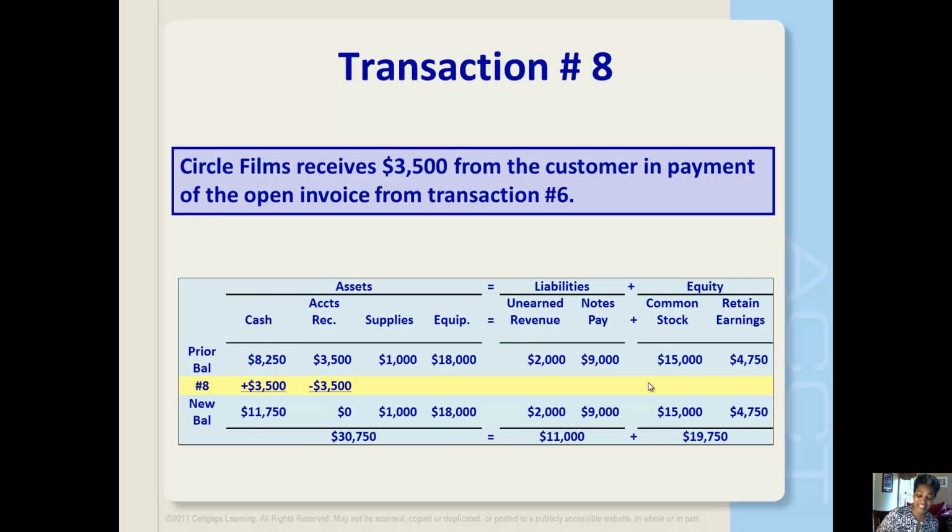In transaction number 8, Circle Films is exchanging one asset for another. So in this case, they're getting cash and they're closing out that invoice. So they receive cash in satisfaction of the receivable that was created when that service was performed. So as a result, cash is increasing while receivables are decreasing.